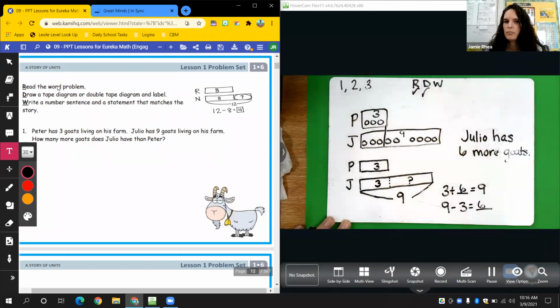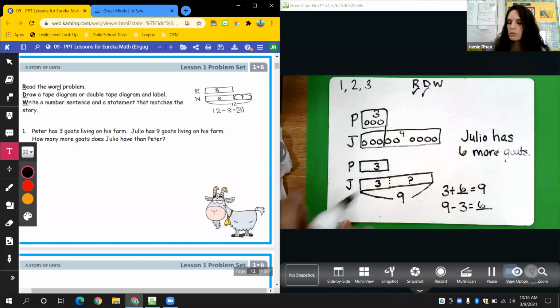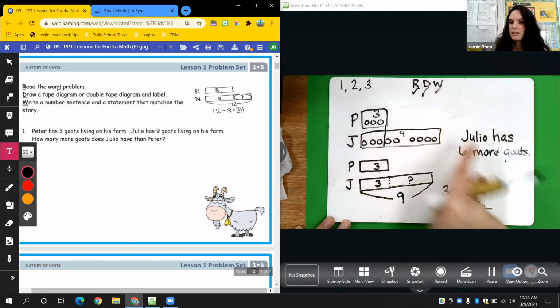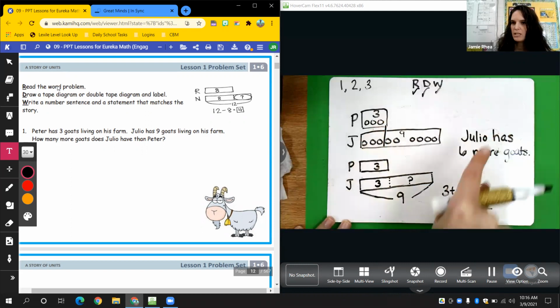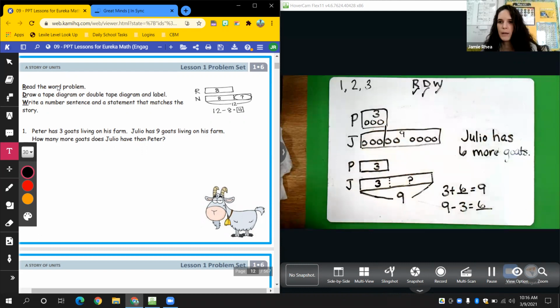Did we write? Now remember, we had to have a number sentence, which we have. And we need to have a statement that matches our story. We answered that question: Julio has 6 more goats. So friends, you need to have this for your answer. You can choose how you want to do your tape diagram, either with the picture or without the picture, but you have to have a statement and a number sentence to go with it. And don't forget, you have to label them. If you don't label them, I'm not counting them fully correct. So make sure you're labeling them, okay?